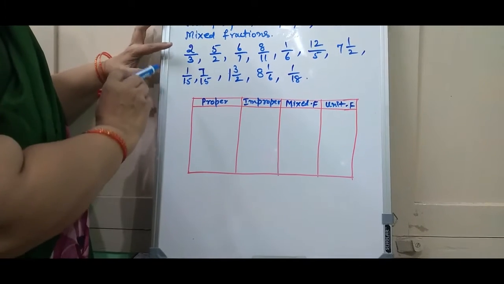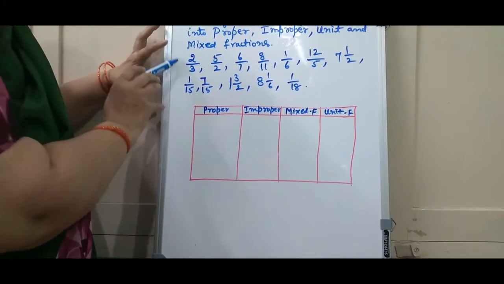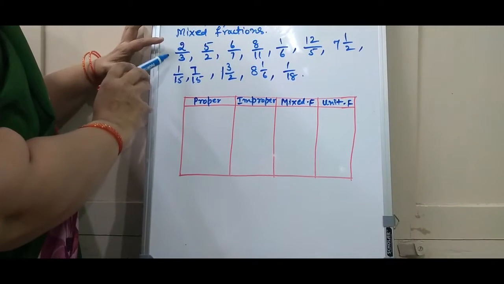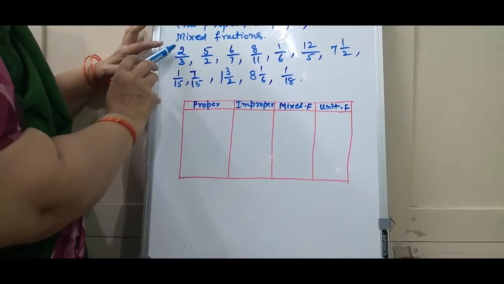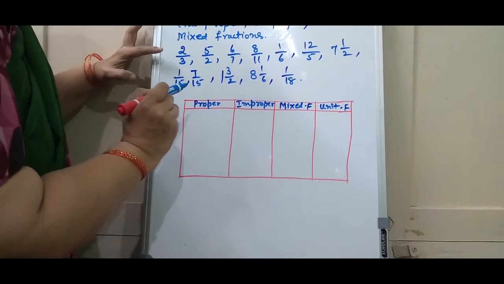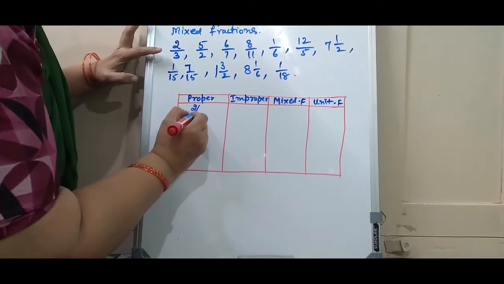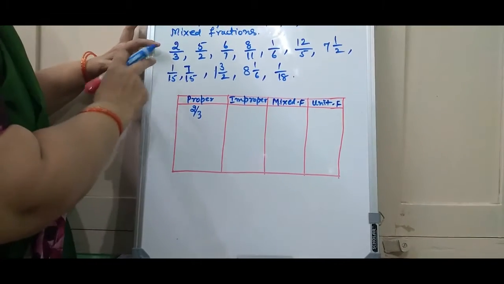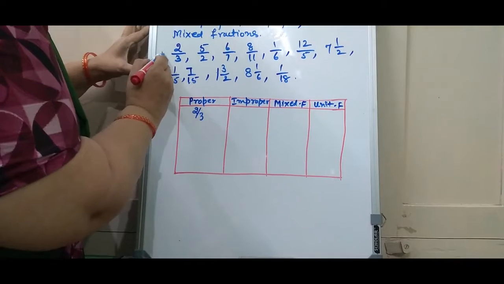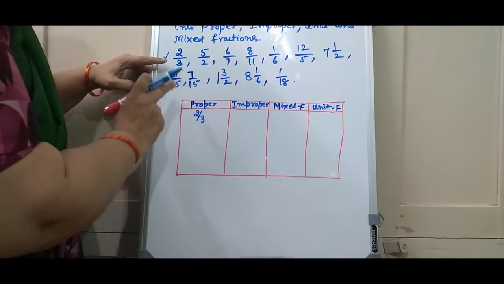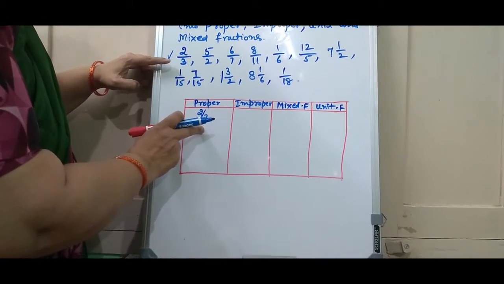Let us consider the first fraction, 2 by 3. We have to compare the numerator and the denominator. See, 2 is lesser than 3, so this can be classified under the proper fraction. Let me put a tick mark here. I have classified this fraction into the proper fraction column.